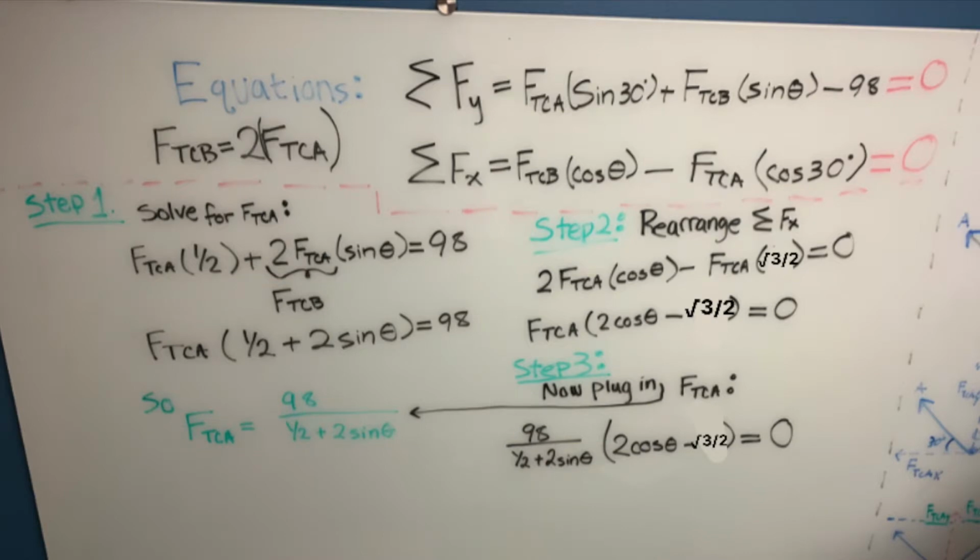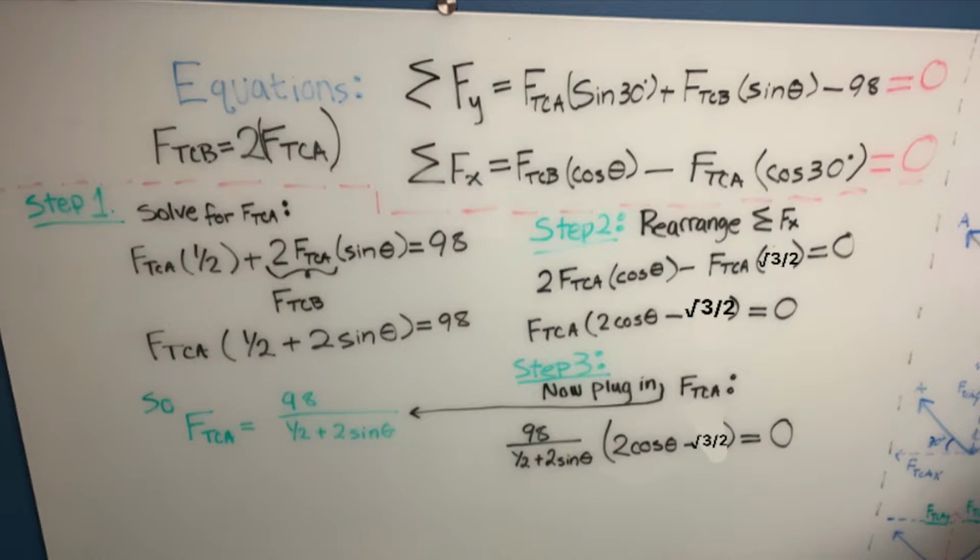Step 1. Solve for the force of tension of cable CA, using the summation of the forces in the y direction equation. First, note that sine 30 equals 1/2, and FTCB equals 2 FTCA. We can replace these terms. Now we can factor out the variable FTCA, and divide 98 by the term 1/2 plus 2 sine theta to get FTCA. Step 2. Rearrange the summation of the forces in the x direction.